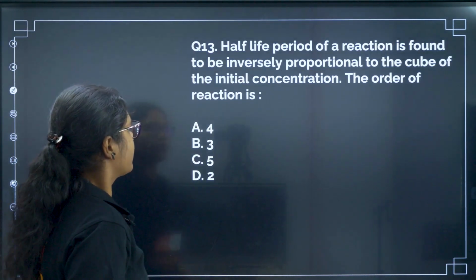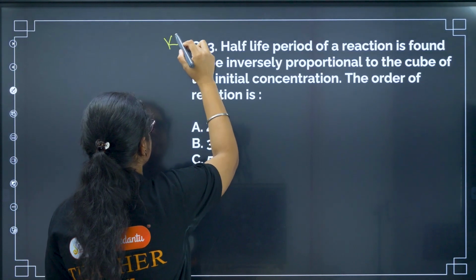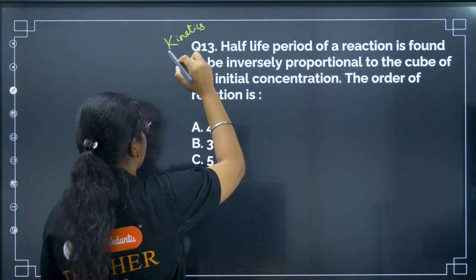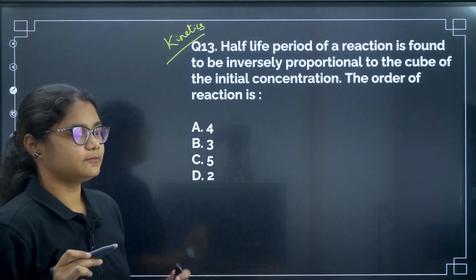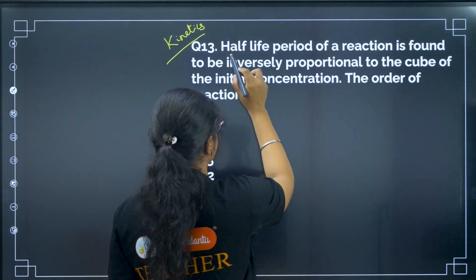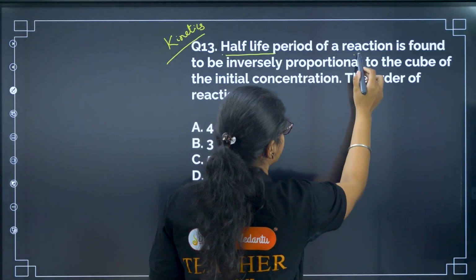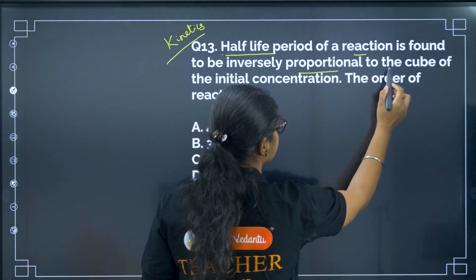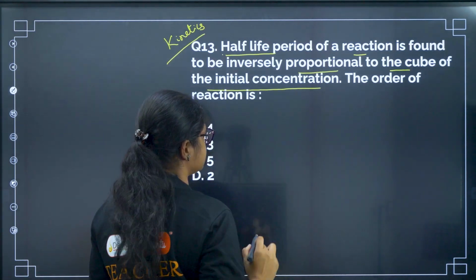Next. Okay, half-life, again a kinetics question. So solutions and kinetics are very high weightage topics. So please revise these formulas again and again. Half-life period of a reaction is found to be inversely proportional to the cube of the initial concentration.